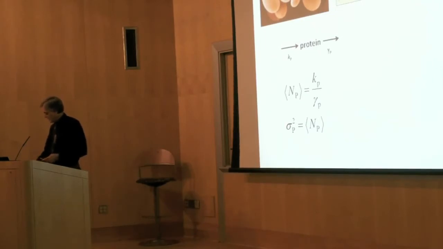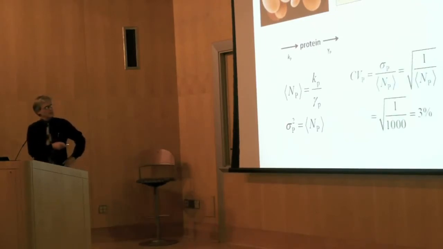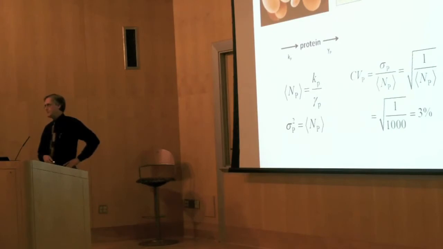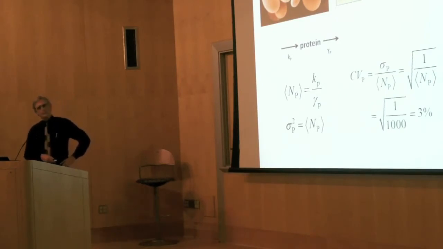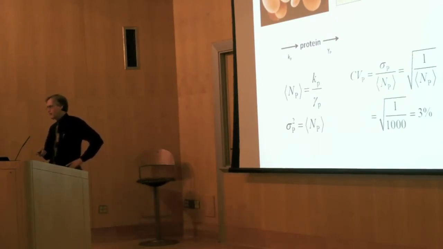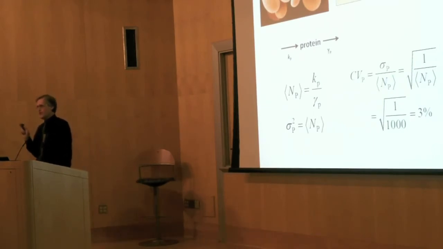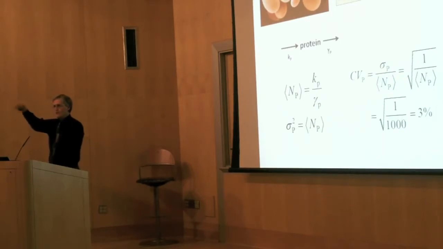And that means that the coefficient of variation of number of protein molecules goes like 1 over the square root of the average number. And if the average number of protein molecules is on the order of 1,000, then the coefficient of variation is on the order of 3%. No problem. Nothing to worry about. We can live with 3% fluctuations up and down in protein numbers if we've got thousands of proteins in the cell. That's not going to cause a problem.